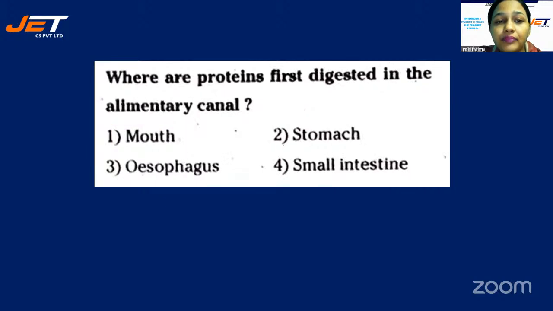Next question, where are proteins first digested in the alimentary canal? And your options are number 1, mouth, number 2, stomach, number 3, esophagus, or number 4, small intestine. Where are proteins first digested?